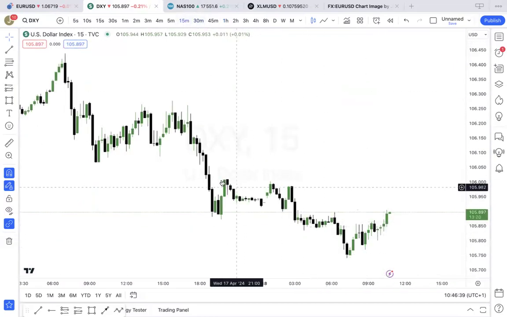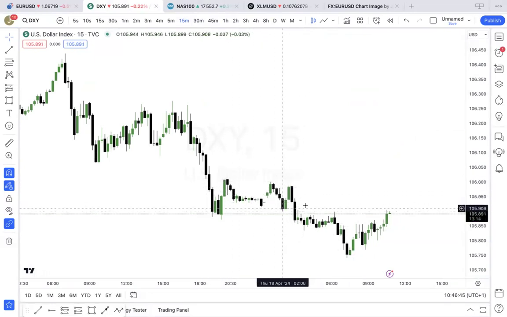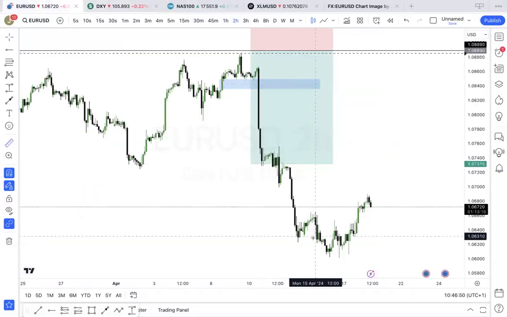Alternatively, we can stick within the range and, of course, not take out the Asia session high. We can play inside of these two 15-minute candles here for a potential short entry once again on the dollar.